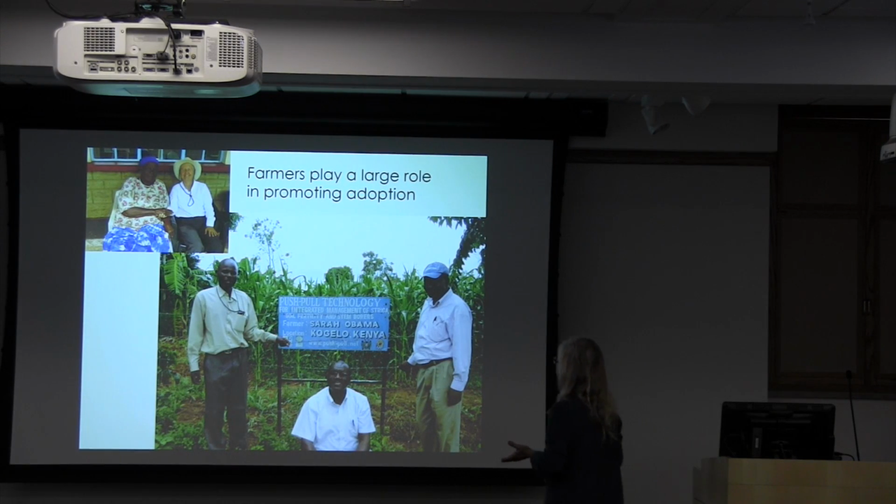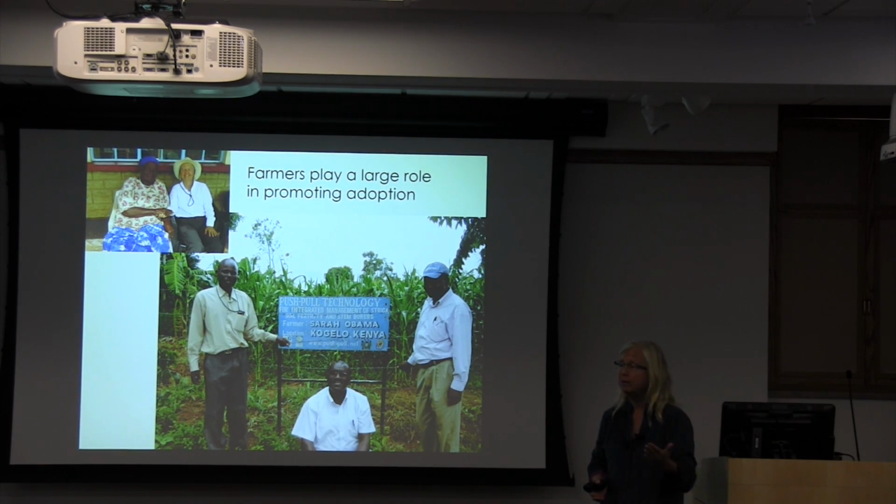However, beyond their efforts, farmers have played an incredible role in disseminating this technology, which is probably important in the case of something that is this complex to manage.